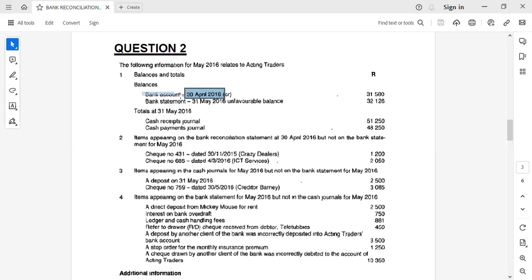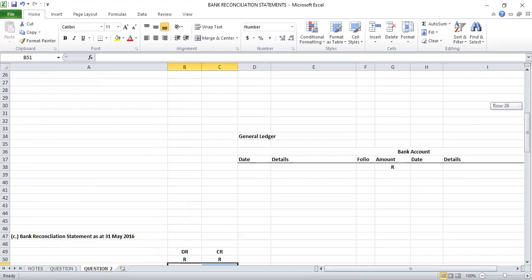Our bank account is in the ledger. So you have to check, is it a debit or a credit? If it's a debit, we would record it on the debit side. If it's a credit, we would record it on the credit side. So in this particular case, we are told that the balance that came from April last month was on the credit side, and it was 31,580. So we go to our bank account and record it on the credit side. So the opening balance from last month, you record it in your bank account.